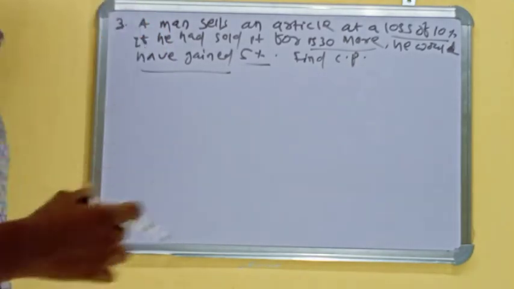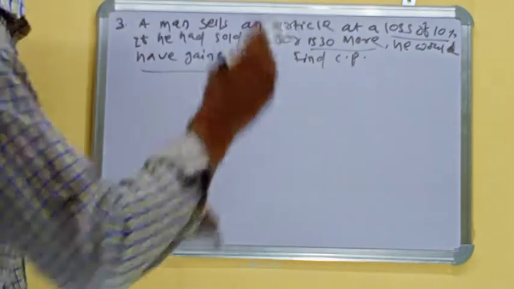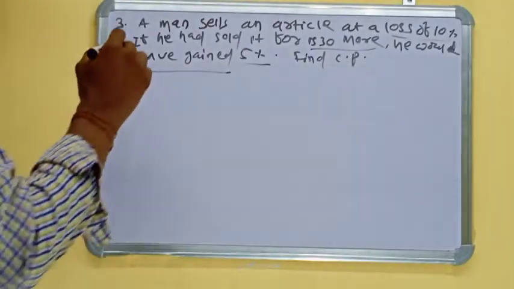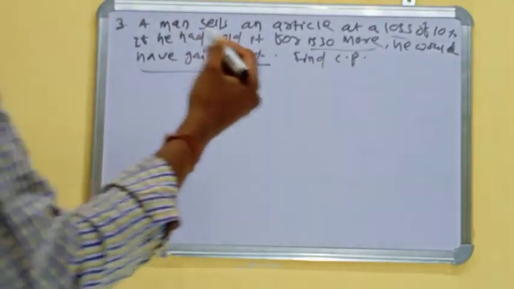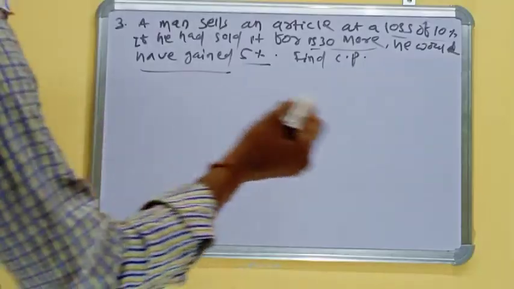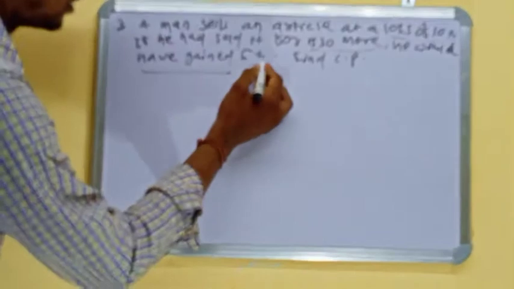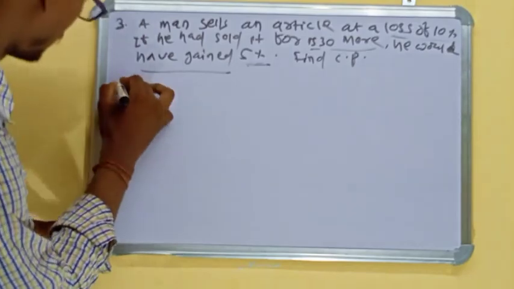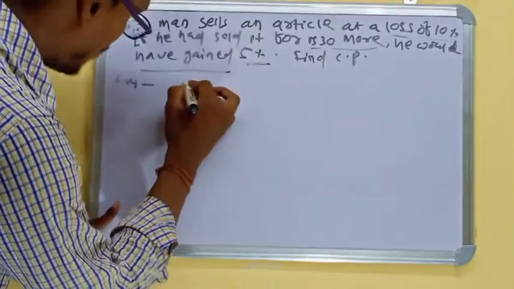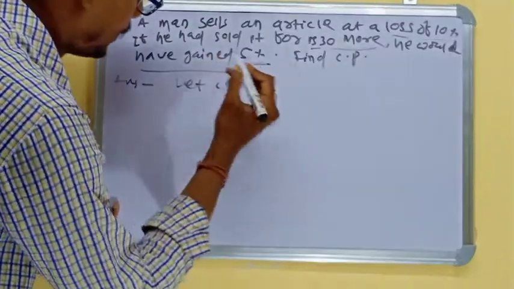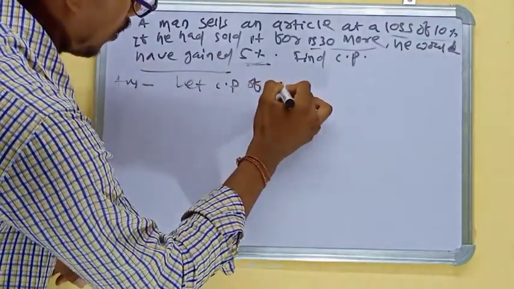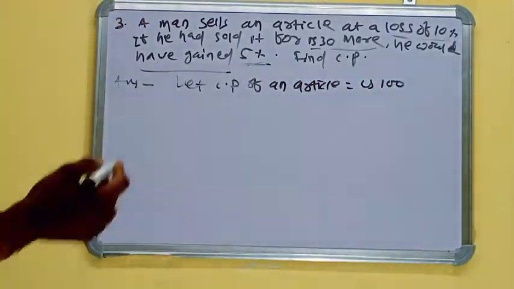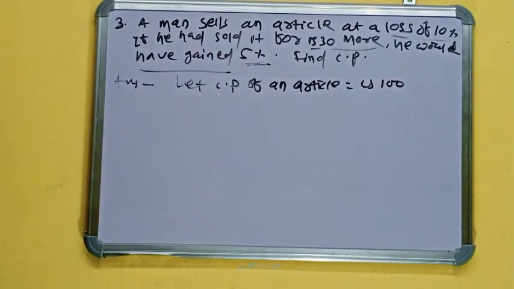Here the man sells an article and faces a loss of 10%. But if he had sold it for rupees 30 more, then he would have gained 5%. Then find the CP. How to calculate the CP? Let's start. Let the CP of an article be equal to rupees 100.